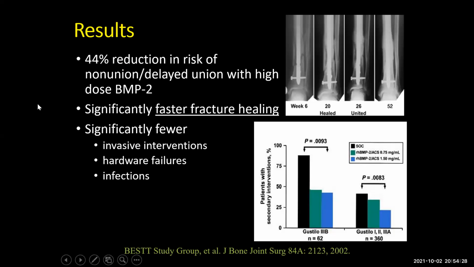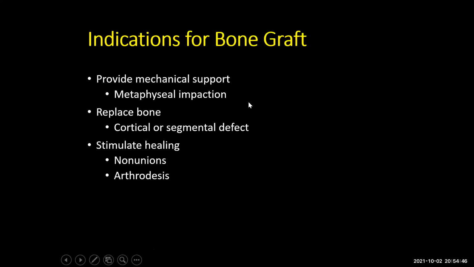So this is apart from the biomechanical pathological part that we have, you have to write about how BMP2 helps. It decreases the risk of non-union by 44%, has faster fracture healing, significantly fewer interventions, hardware failure and infection with this. Now, this we have already discussed.